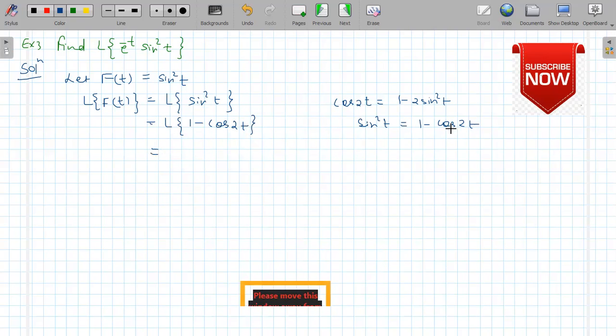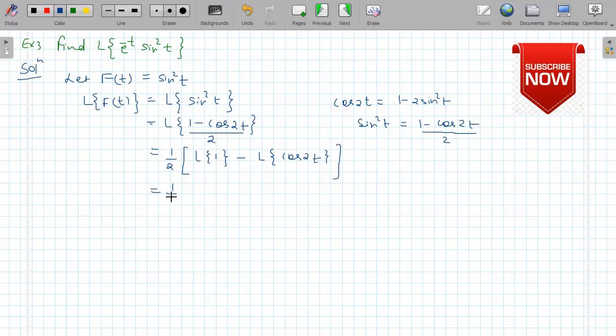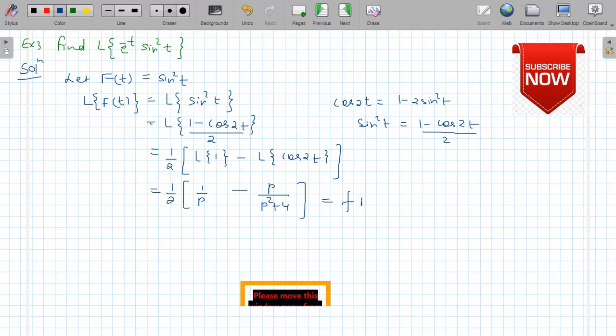And this whole term is also divided by 2 here. So 1 upon 2 we take outside, and this is equal to the Laplace transform of 1 minus the Laplace transform of cos 2t. So the Laplace transform of 1 is 1 upon p and the Laplace transform of cos 2t is p upon p square plus 4. So this is equal to F(p).